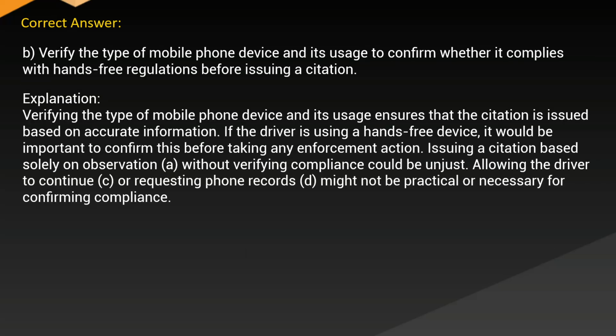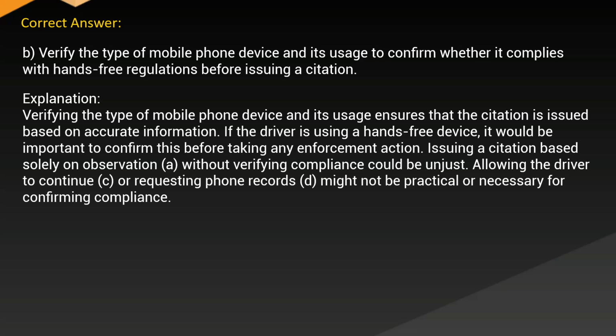Correct answer. B. Verify the type of mobile phone device and its usage to confirm whether it complies with hands-free regulations before issuing a citation. Explanation. Verifying the type of mobile phone device and its usage ensures that the citation is issued based on accurate information. If the driver is using a hands-free device, it would be important to confirm this before taking any enforcement action.